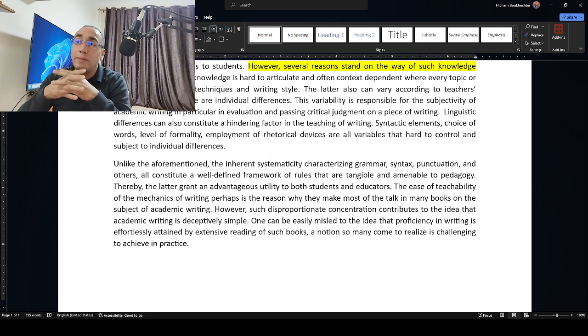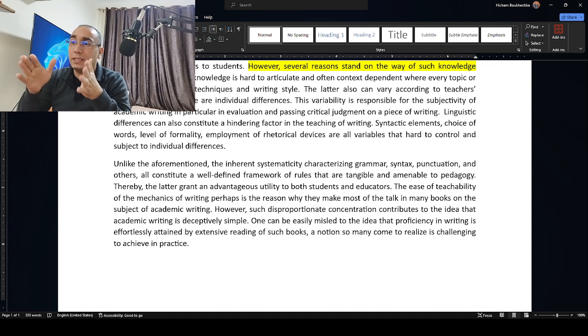So unlike the aforementioned, the inherent systematicity characterizing grammar, syntax, punctuation, and others all constitute a well-defined framework of rules that are tangible and amenable to pedagogy. You see, my idea is that if you check the definition of writing, you'll find it has two parts, the cognitive part and the mechanical part. But the mechanical part is so easy to teach. And that's why it's amenable to pedagogy.